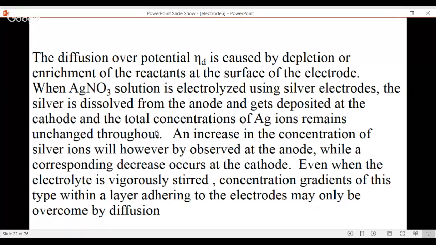But at the electrode-electrolyte interface, an increase in the concentration of silver ions will, however, be observed at the anode, while a corresponding decrease occurs at the cathode. The overall concentration remains the same. Even when the electrolyte is vigorously stirred, concentration gradients of this type within the layer adhering to the electrode may only be overcome by diffusion.